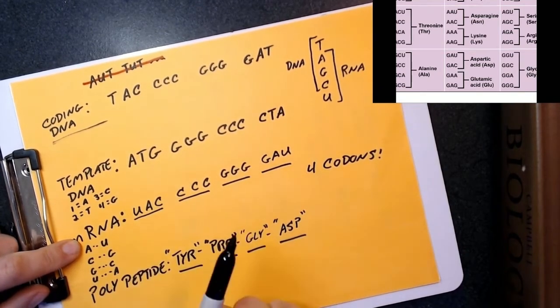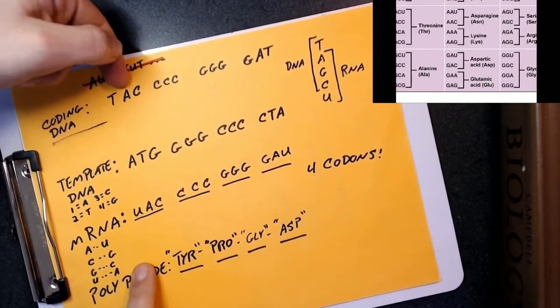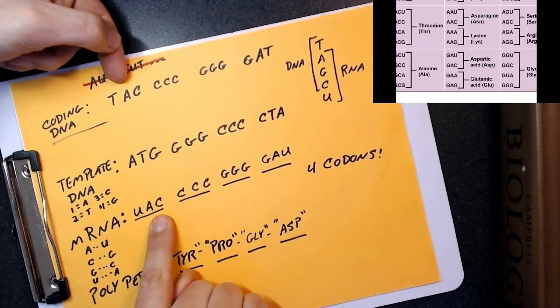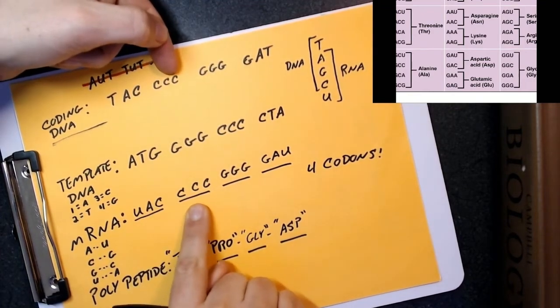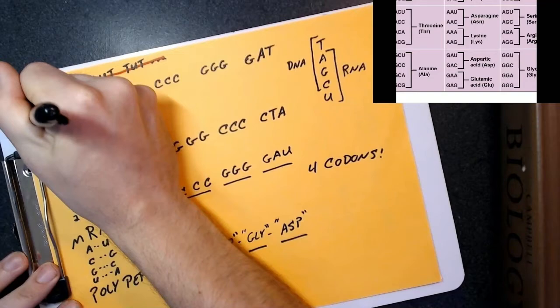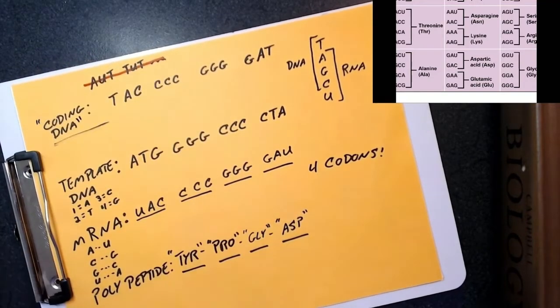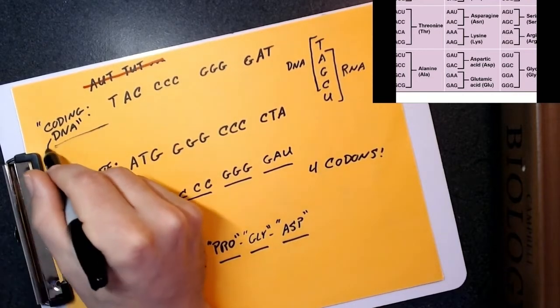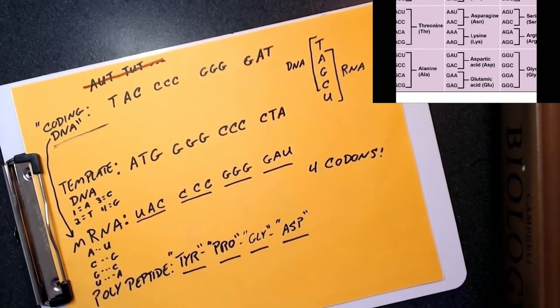Now, one thing you might want to notice here is that TAC up here on the coding strand, UAC down here on the mRNA, CCC, CCC. So the reason why the coding strand is called the coding strand is because it resembles the mRNA. It looks like how the mRNA will look.